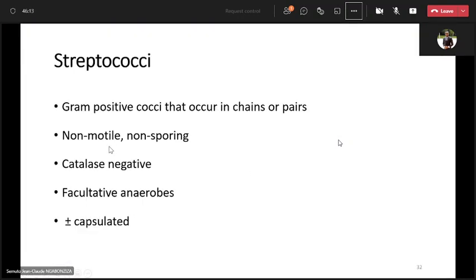So they are non-motile, like Staphylococcus. They are non-spore forming, and they are always catalase negative. So you can differentiate these from Staphylococcus by this enzyme or this test. They are also facultative anaerobes. They can grow in presence or absence of air or oxygen, and some species are capsulated, some others are not. This is the same as Staph, where we have some strains capsulated, some others not.